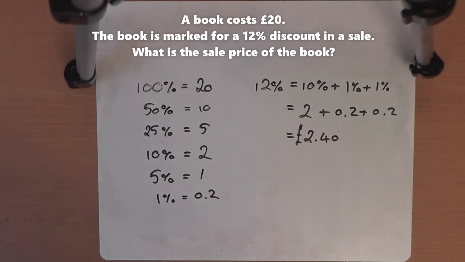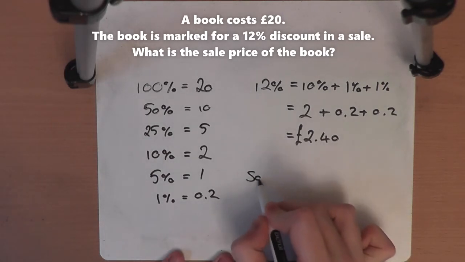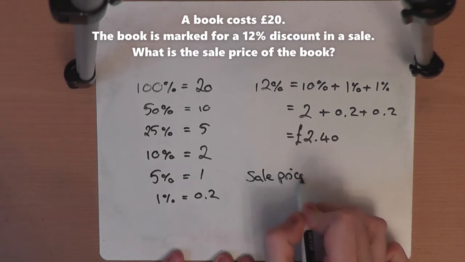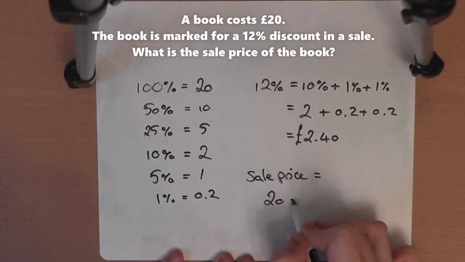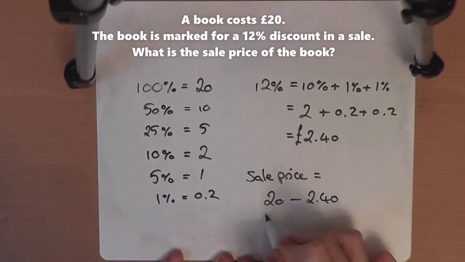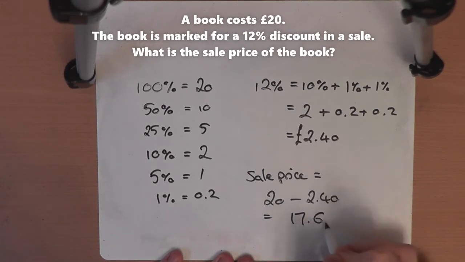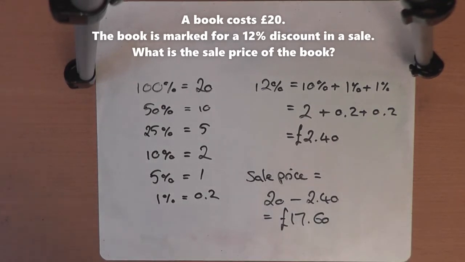We need to work out the sale price of the book, so it's important to look back at that question. We're going to have to do the £20 less the £2.40, which takes us to £17.60, and that's our final answer. That makes sense in context. The sale price is obviously going to be less than the original, and we ourselves have made the percentage change.